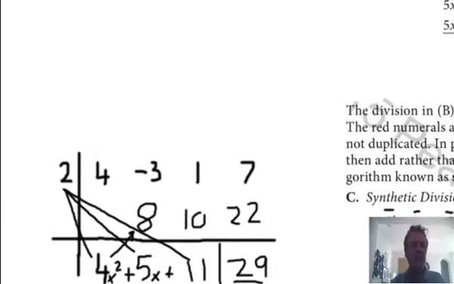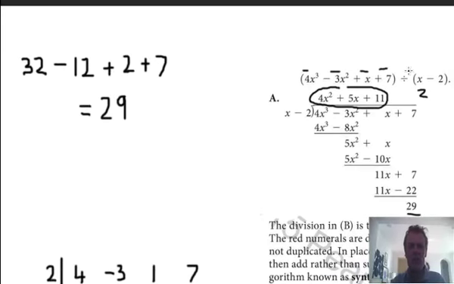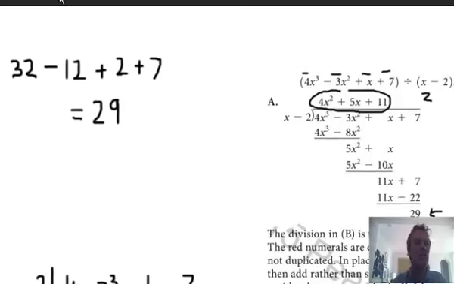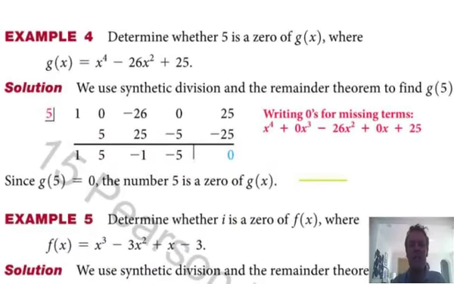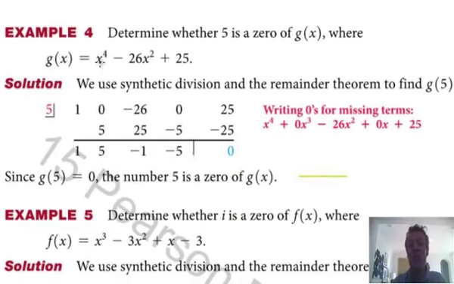Again, remember this, if I was to put 2 straight into here, you get 29. So that's just me showing you the remainder theorem. Okay, let's have a look at another one. Is 5 a 0 of this?